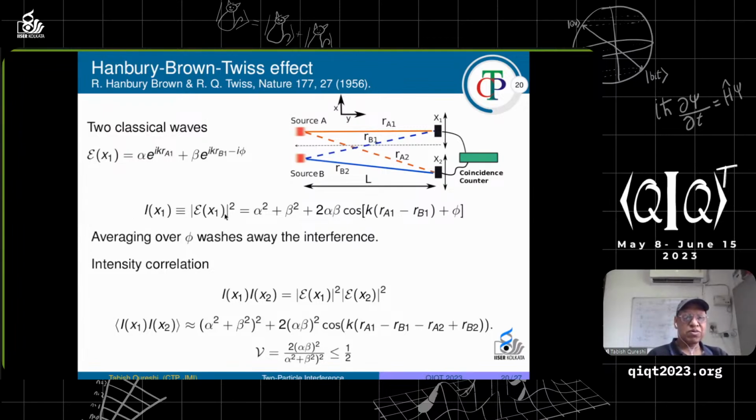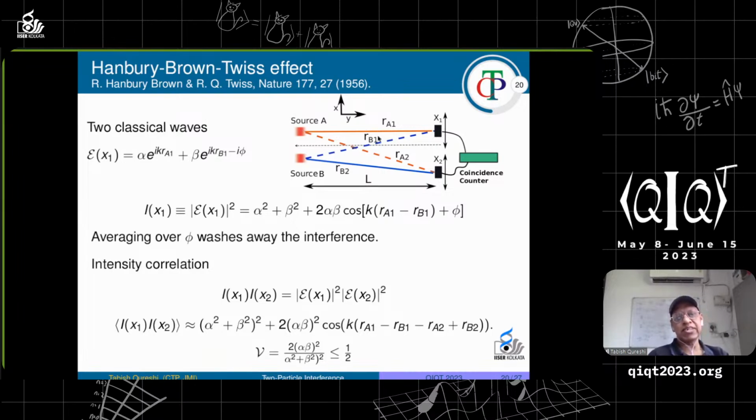So classically, you know that, say, for example, from this source, the wave from this source at point RA and RB, sorry, at one point, say X1, there are waves coming from here and waves coming from here. So the field at this point X1 can be written as alpha times e raised to the power i k RA1, RB2. This RA1 and RB2, you can see what these distances are.